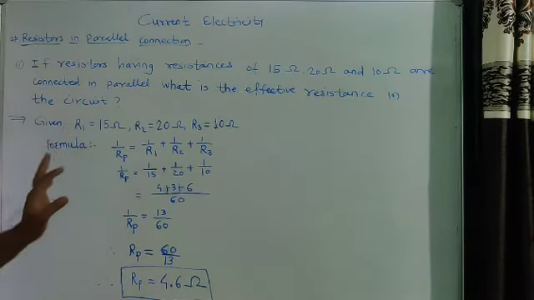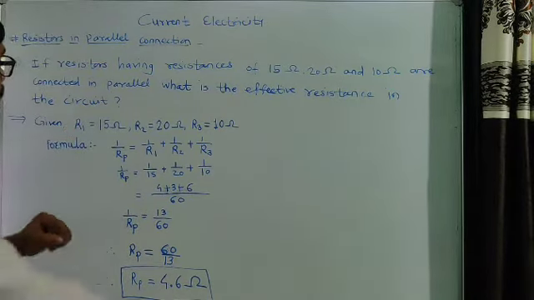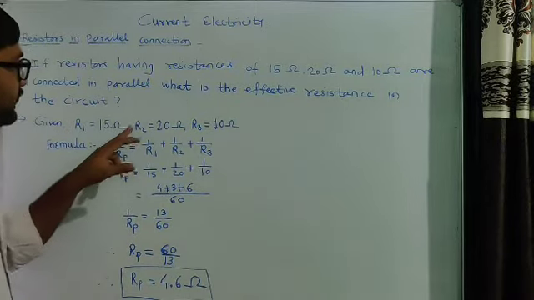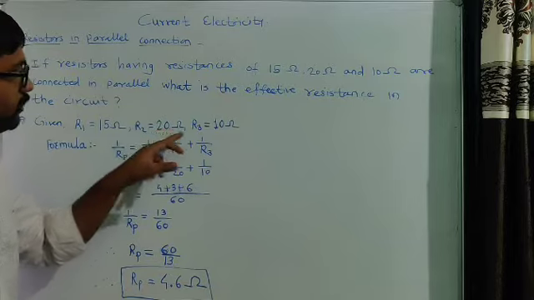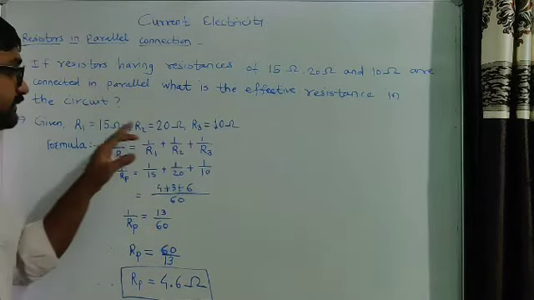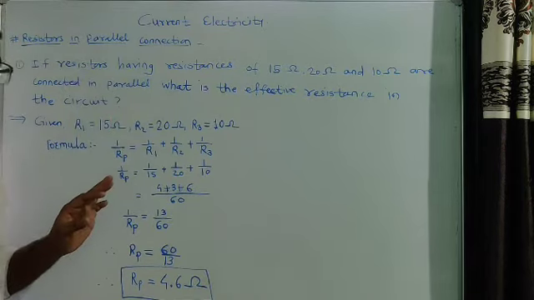So first of all we have to write all the given terms here. First, R1 is equal to 15 ohm, then R2, the second resistor, having value 20 ohm, and the third resistor R3 having value 10 ohm. These three resistors are connected in parallel.